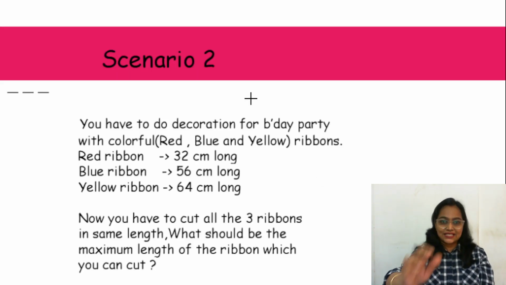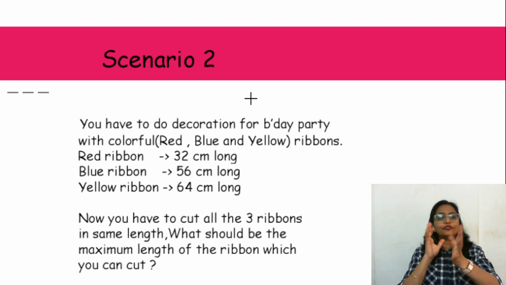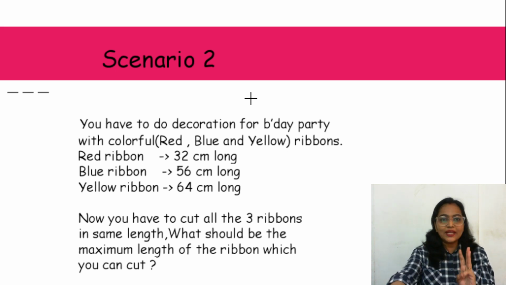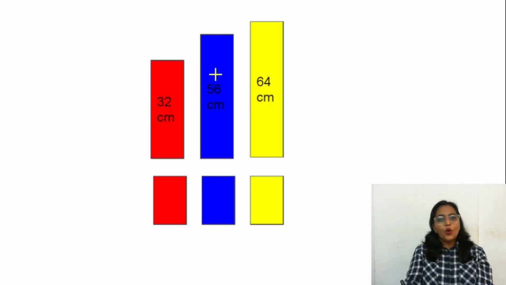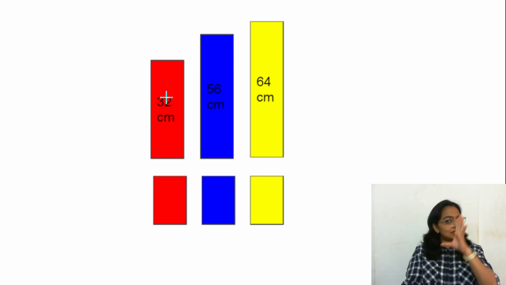Now comes the next scenario. Now, suppose that there is a birthday party at your home and you have to do some decoration, okay, with some colorful ribbons. Now there are three colored ribbons. One is red color, one is blue color, and one is yellow color. Sorry, the red color ribbon is 32 centimeters long. Blue color ribbon is 56 centimeters long, and yellow colored ribbon is 64 centimeters long.